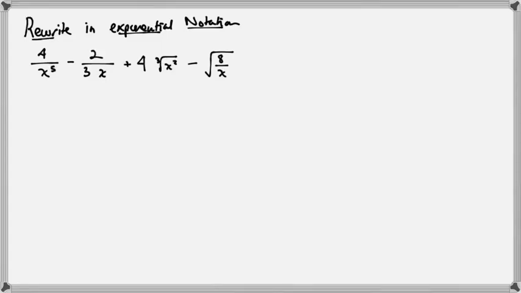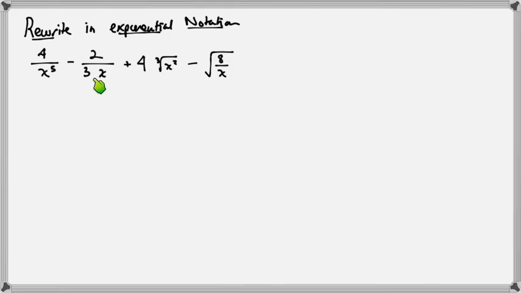One important skill in calculus is to be able to take expressions involving reciprocals of a variable, powers of that variable, or radicals of that variable, and rewriting them in exponential notation. Here's an example where I have a bunch of terms, in this case 4 over x to the fifth, and I'd like to rewrite this first term as a number times a power of x.